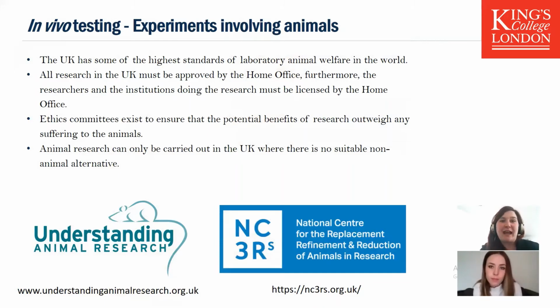All research in the UK must be approved by the Home Office, and researchers and the institutions doing research must be licensed by them. Also, ethics committees exist to ensure that the potential benefits of research outweigh any suffering to animals, and animal research can only be carried out when there is no suitable non-animal alternative. If you'd like to find more information, please look at either of these websites.